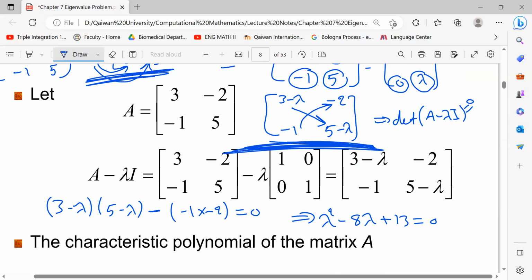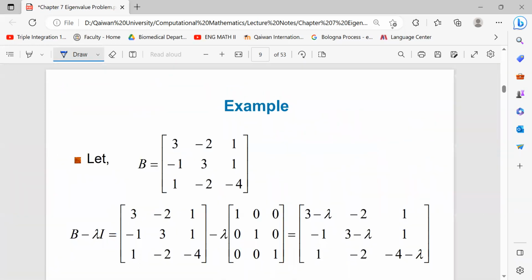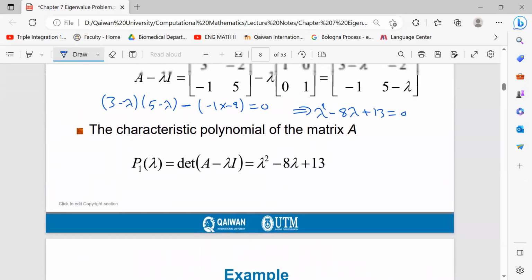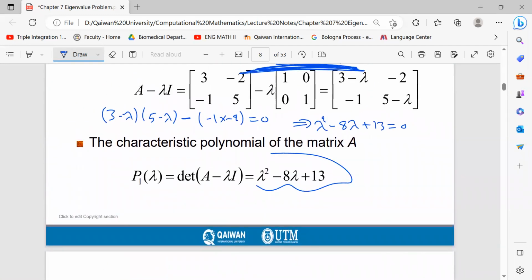Now we solve this equation to get the values of lambda 1 and lambda 2. Here we get two values of lambda. That's it. This is called the characteristic polynomial. To solve this, you can use the quadratic formula to get the values of lambda 1 and lambda 2. For a 2 by 2 matrix, we get 2 lambdas. For a 3 by 3 matrix, you get 3 lambdas. For a 4 by 4 matrix, you get 4 lambdas, and so on.